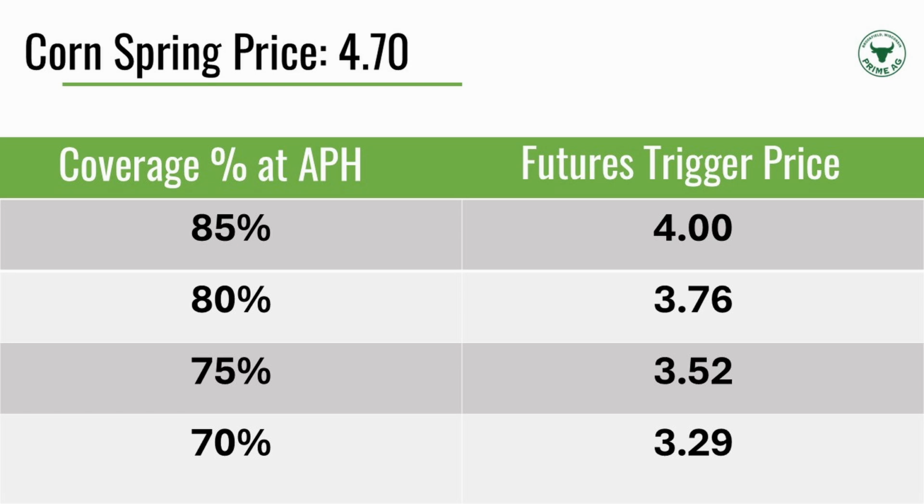Again, 85% coverage, you're looking at a $4 board price in order to trigger a payment. If you jump down to 70%, you're looking at a $3.29 board price.